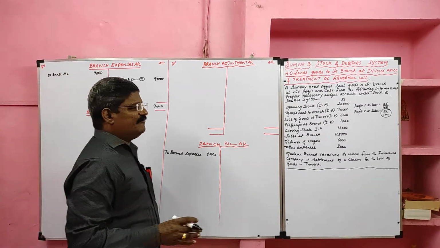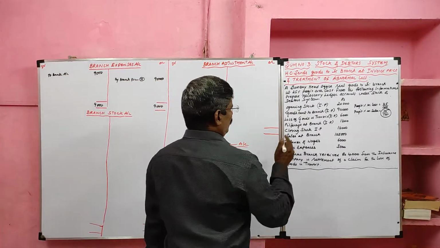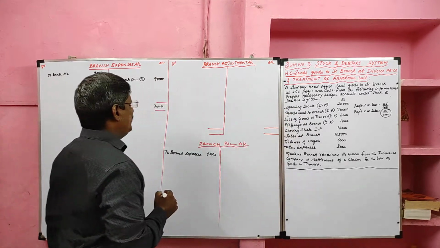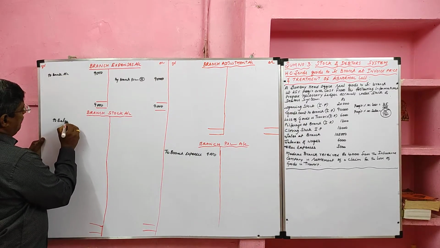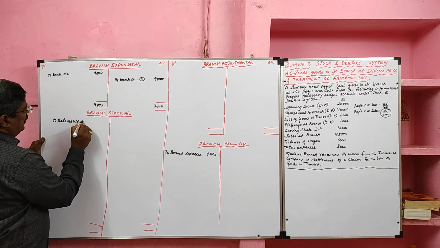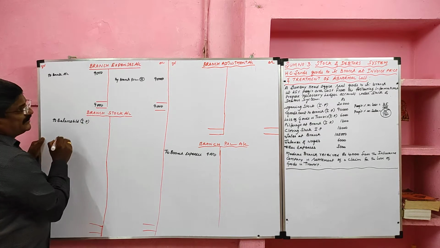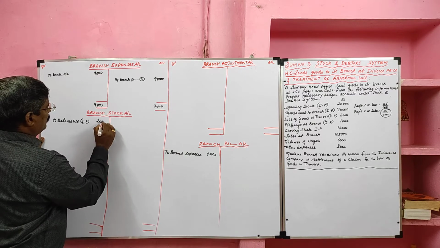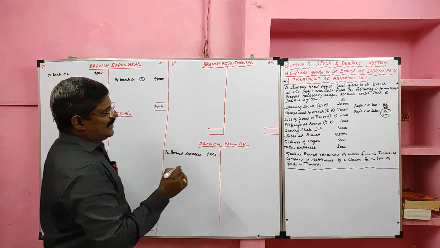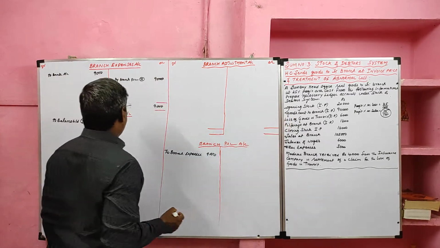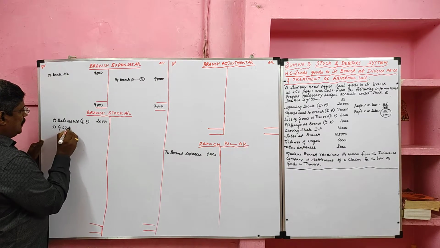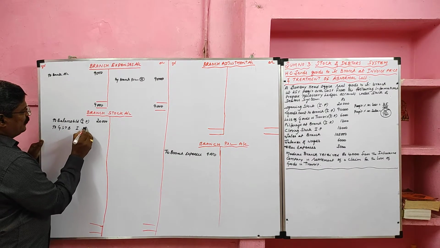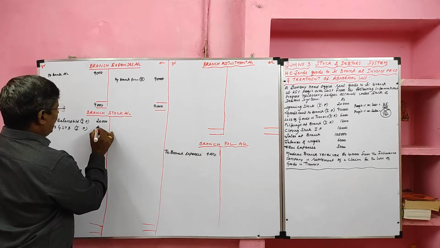Here we need not prepare the branch debtor account, we have to prepare the branch stock account. For that we will take information relating to the branch stock. Opening stock is recorded in the debit side of branch stock as to balance b/d. It is given in invoice price, its value 20,000. Then the second item, goods sent to branch, will be recorded in the debit side as goods sent to branch. It is also given in invoice price, its value 90,000.